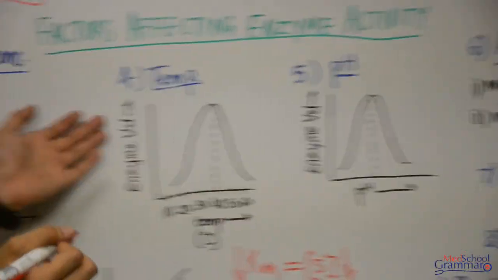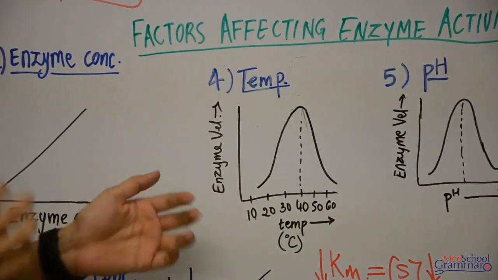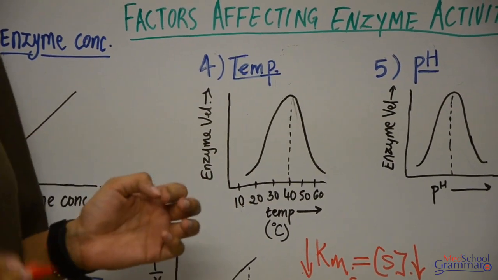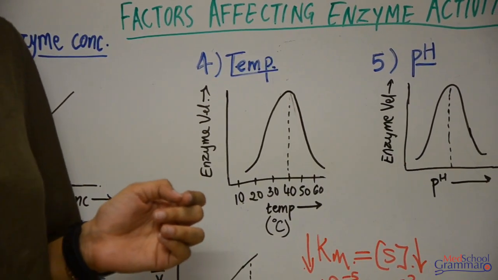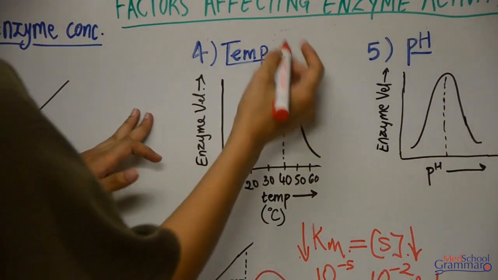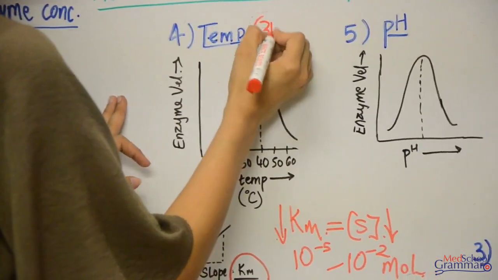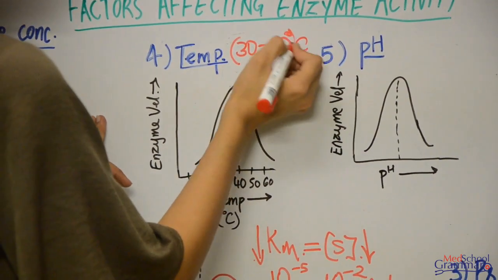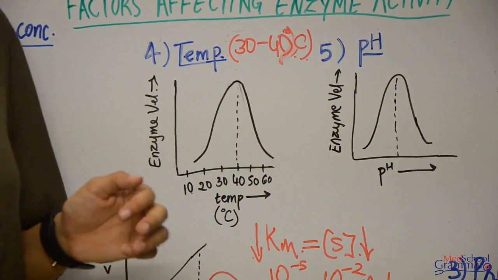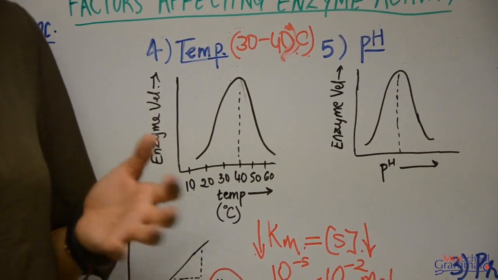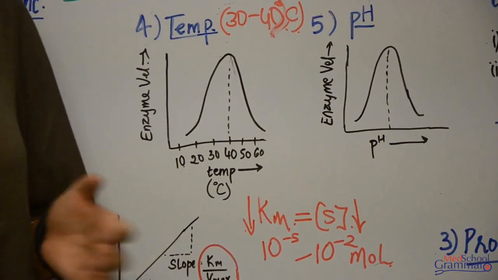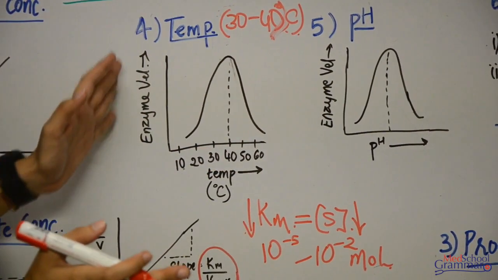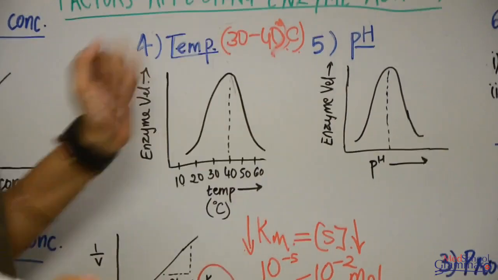We move on to the next factor, that is temperature. Let's see how temperature affects enzymes. There is an optimum temperature for every enzyme. We established that before, right? The optimum temperature for enzymes lies between the range of 30 to 40 degrees Celsius, right? This is for most enzymes. Of course, there are certain enzymes like Taq DNA polymerase which has an optimum temperature of 100 degrees Celsius. But most of your enzymes fall in the optimum temperature of this range.